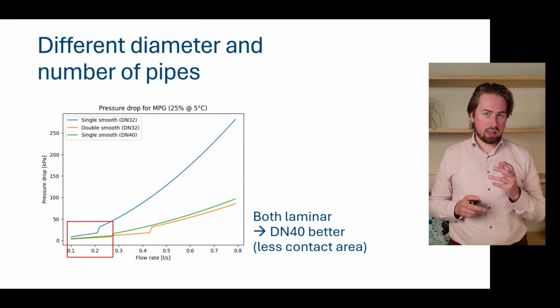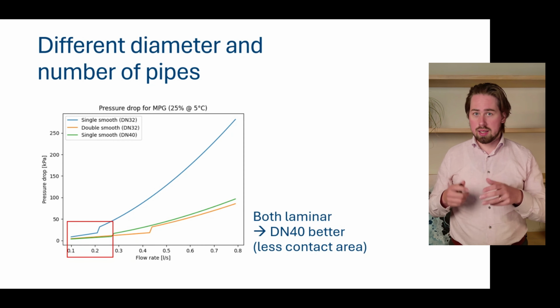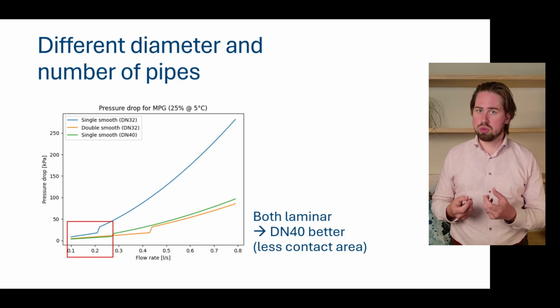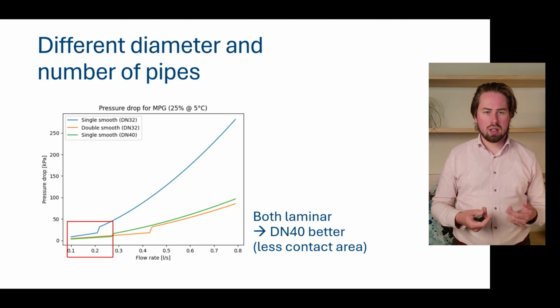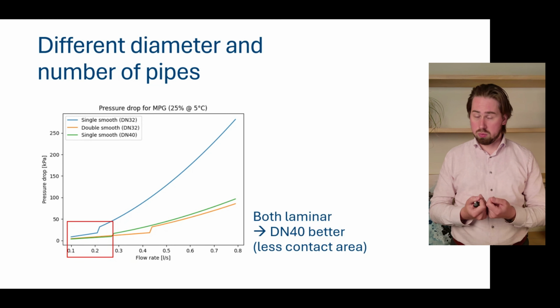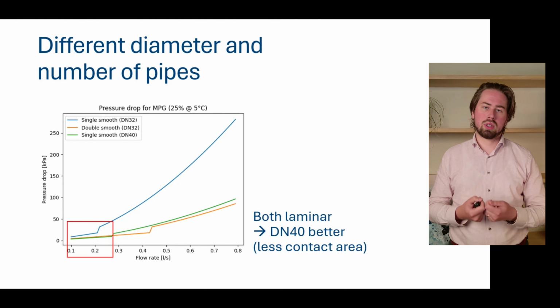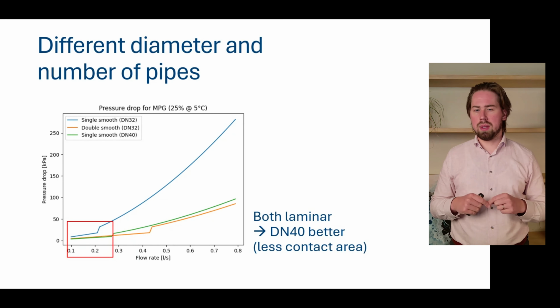And what's immediately visible to the eye is that the pressure drop of our single DN40 and the double DN32 is more or less the same. And especially in the beginning, when both are laminar, we even see that our single smooth pipe, DN40, has the lowest pressure drop of them all.